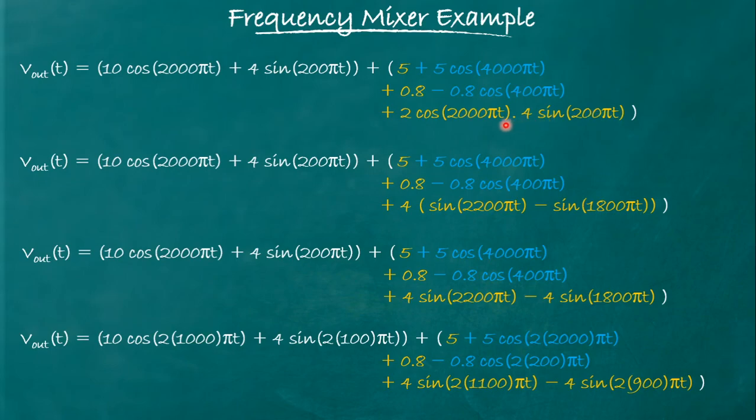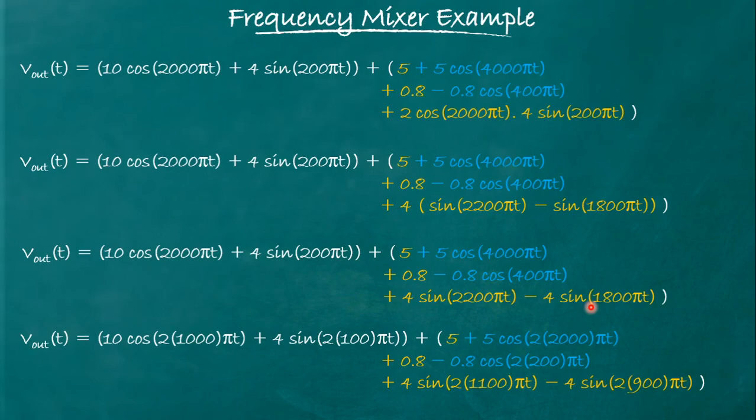Now this looks like 2 cos alpha sin beta, so we can apply the trigonometric formula: 2 cos alpha sin beta is nothing but sin of alpha plus beta minus sin of alpha minus beta. So 2 cos 2000 pi t into sin 200 pi t becomes sine of the sum, which is 2000 plus 200, 2200 pi t, minus sine of the difference, which is 2000 minus 200, 1800. So our third term will be converted into sine 2200 pi t minus sine 1800 pi t. Now we can open this bracket and bring this 4 inside, so 4 will be multiplied with both of these terms.